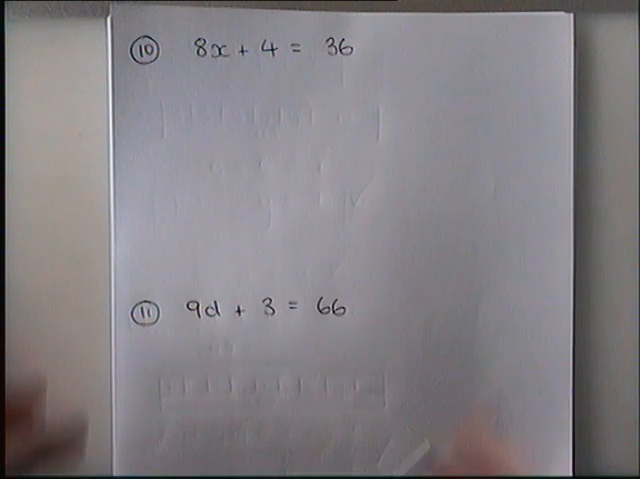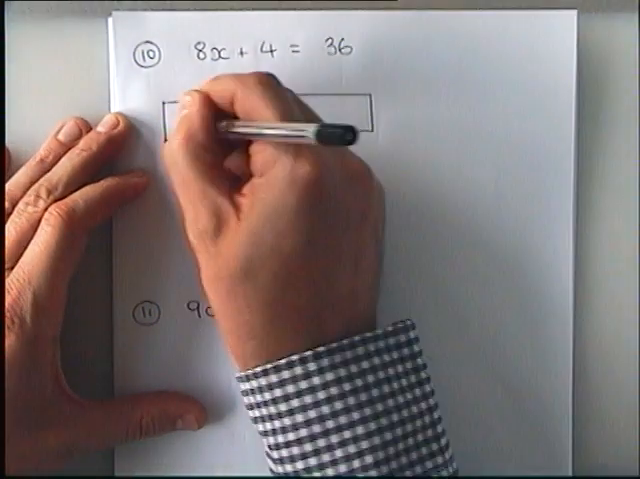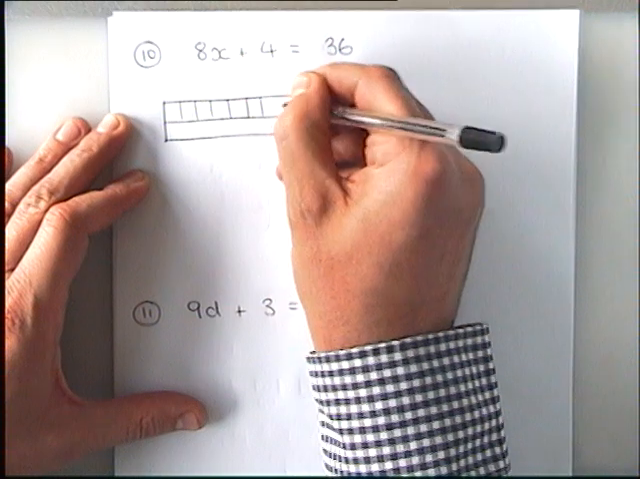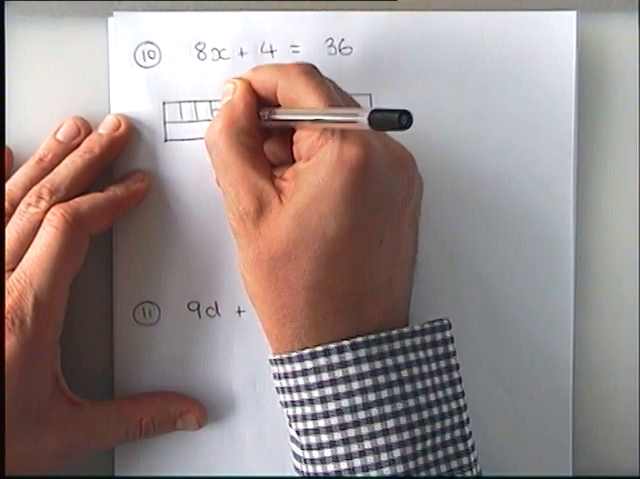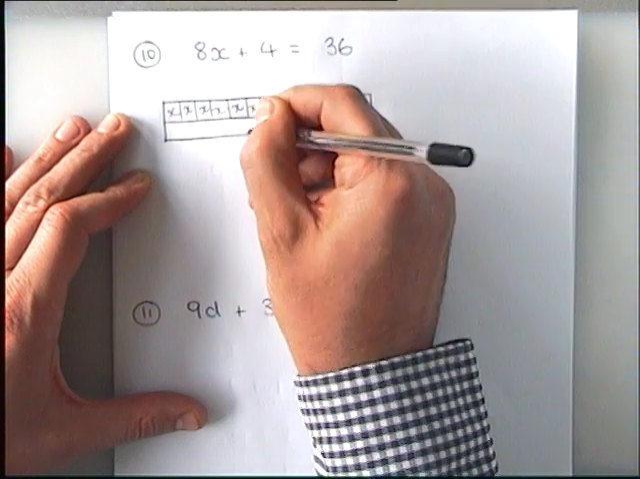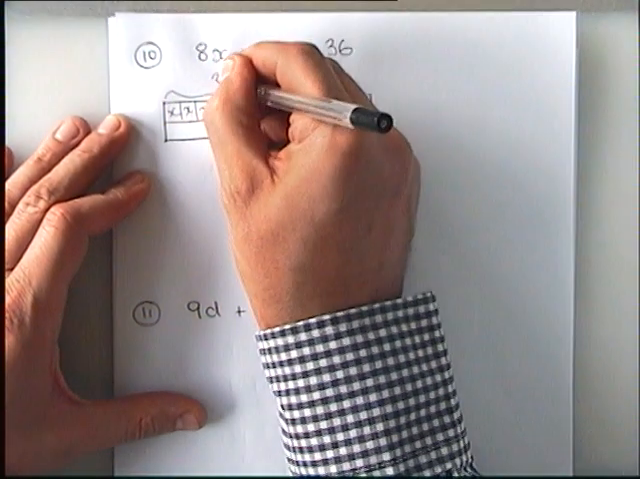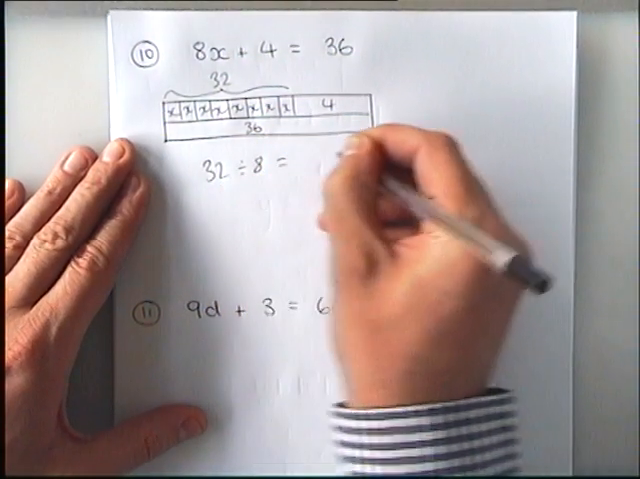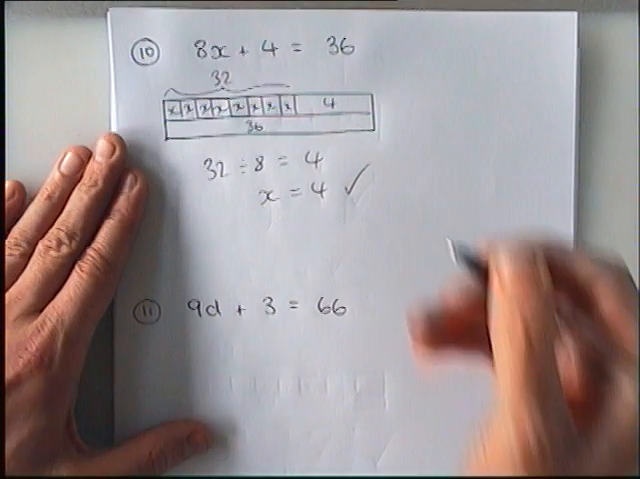Okay, let's look at this one, see how you got on. So here is our bar model. We've got 8 x's. 1, 2, 3, 4, 5, 6, 7, 8, and a 4. These are all x's. And the total is 36. Take off the 4 to make 32. And then divide by 8 makes 4. So x equals 4 is the correct answer.